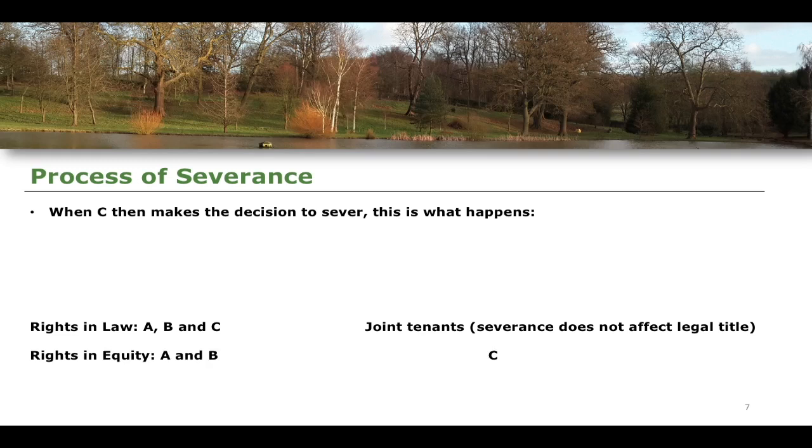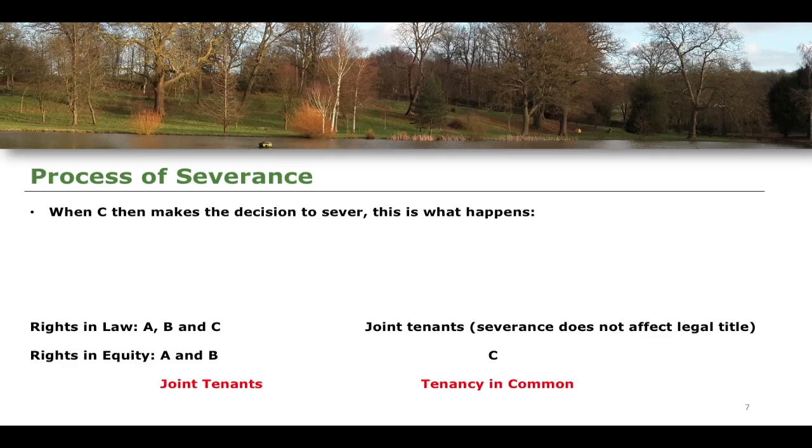But the rights in equity are a little bit different. You have A and B on this side here, and then you have C on this side over here. The reason why this has happened is because what has happened in equity is that the joint tenants have been split. You have the two joint tenants of A and B, the people who've decided not to sever, but then you have C over on the other side. And that's because C has decided to sever and has reduced their rights in equity from a joint tenancy to a tenancy in common, thus therefore representing a distinct share.